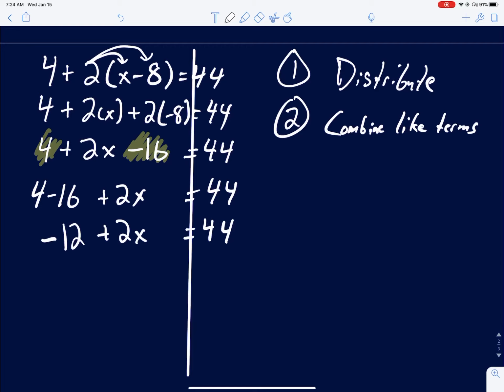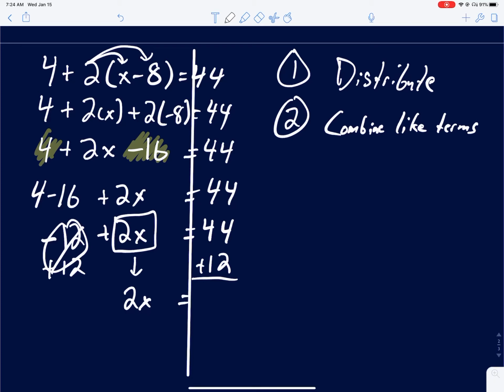We are now at the point where we have a two-step equation, so let's get this 2x by itself. We'll add 12 to both sides. -12 plus 12 is just 0, so we're left with 2x equals 44 plus 12, which is 56. Divide by 2 on both sides. Okay, 2 divided by 2 is just 1, so we're left with x.